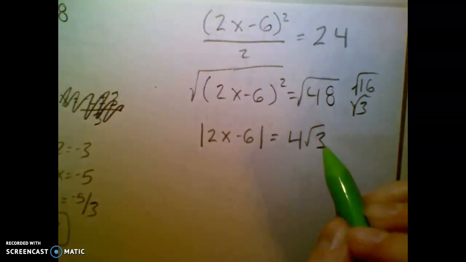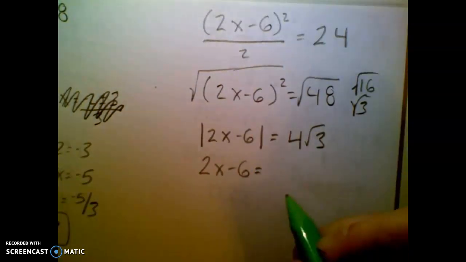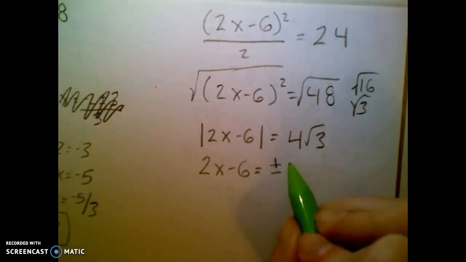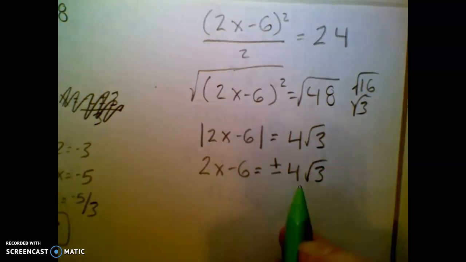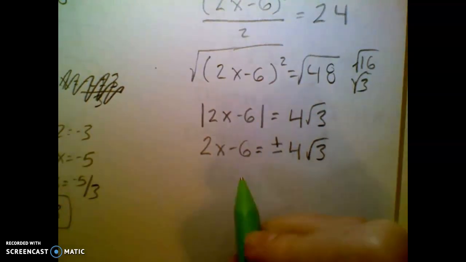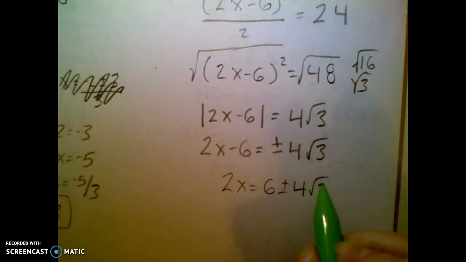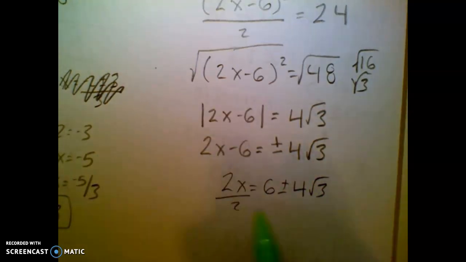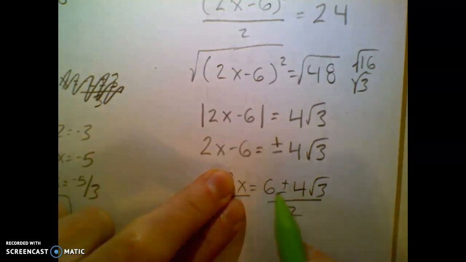And because I have a radical, this is one that I would shortcut. And again, you can always do positive, negative, if that makes more sense to you. But I do know it's going to be a positive, negative 4 root 3. To solve this, I would add 6. And then I would divide both sides by 2. Okay? So I'm going to get x equals 6 plus minus 4 root 3 over 2.